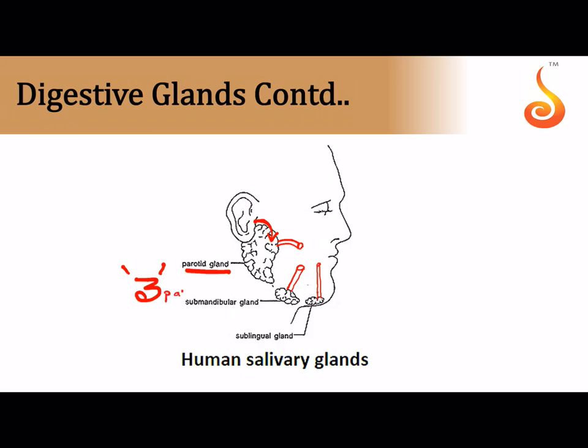So remember that salivary glands are totally three pairs, and the salivary glands secrete something which is referred to as saliva. Saliva has a slightly acidic pH of 6.7. Very important, and it has lot of electrolytes. It has mucin, which is a glycoprotein.